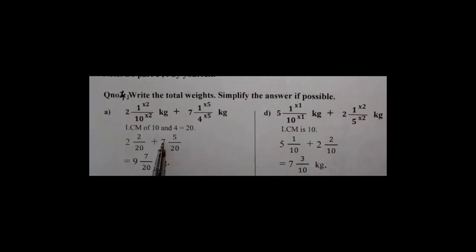Now the denominators are the same, that's why we will add the numerator and whole numbers. Whole number will be added to whole number, and numerator will be added to numerator. 2 plus 7 is 9 and 2 plus 5 is 7. Means 9 whole number 7 upon 20 kg is the answer.